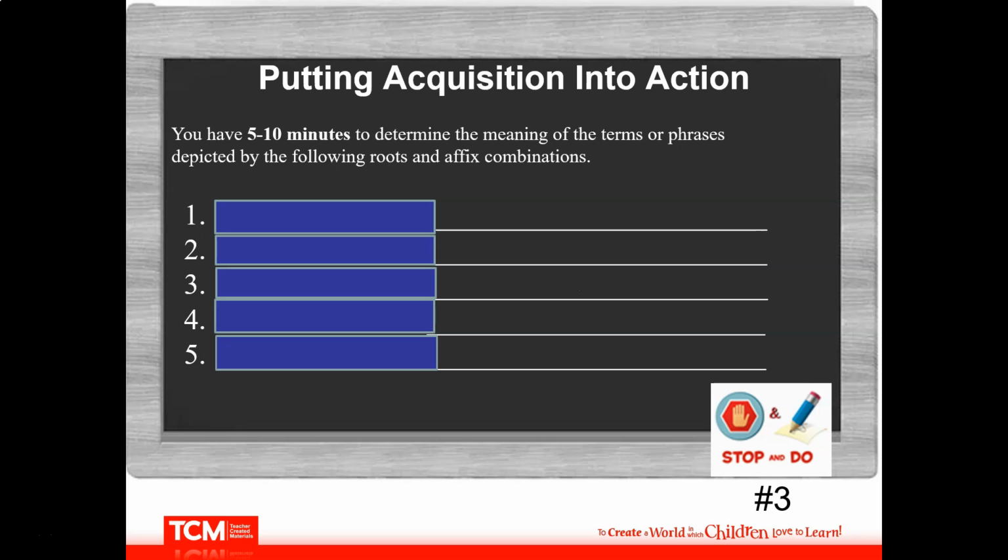Okay, wonderful. So now what I want to do with everybody is you're actually going to get a chance to do this on your own. And so in your learning reflection guide, I have given you 5 more completely made up phrases based off of word parts, and I've actually segmented those for you. And so what I'd like for you to do is in your learning reflection guide, take 5 or 10 minutes to determine the meaning of those terms or phrases depicted by the following roots and affix combinations that I've given you. So go ahead and pause your video, and when you are finished with that, resume your video, and then we will see how many of the answers you got correct.